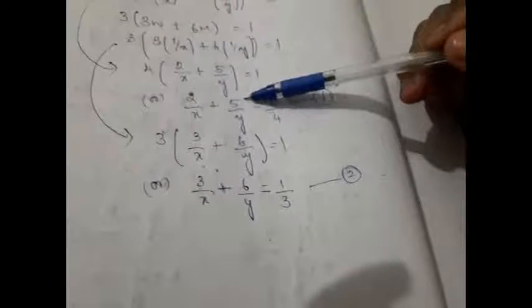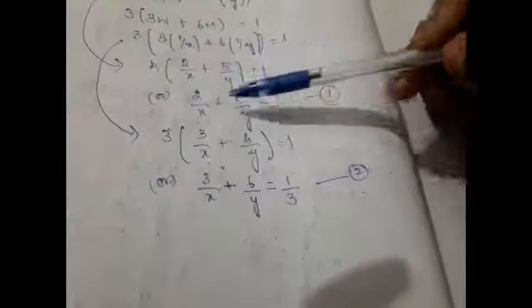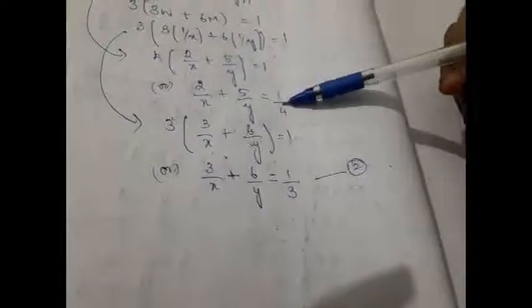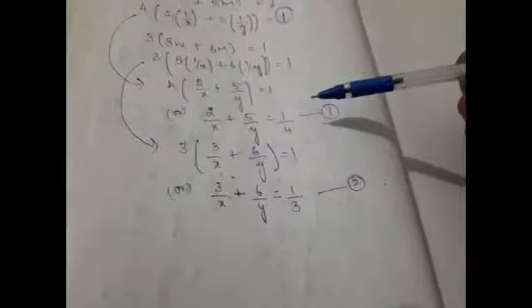Now, after arriving at these two equations, you know how to solve it. How will you solve it? By assuming 1 by x as p and 1 by y as q. You can reform the equations as 2p plus 5q equals 1 by 4, 3p plus 6q equals 1 by 3. Solve for p and q. After finding the values of p and q, substitute again and find x and y. So, x and y will denote the number of days taken by a woman and a man, right?